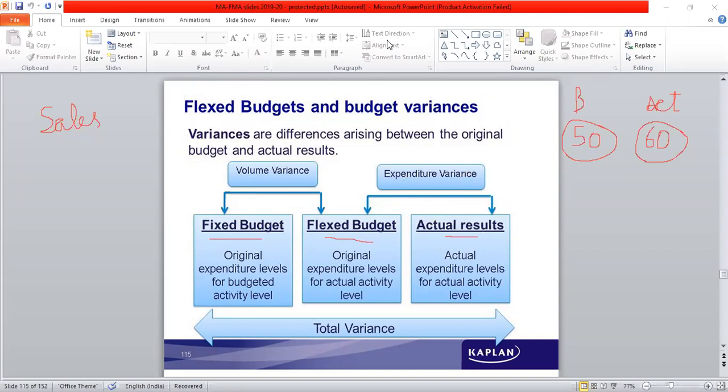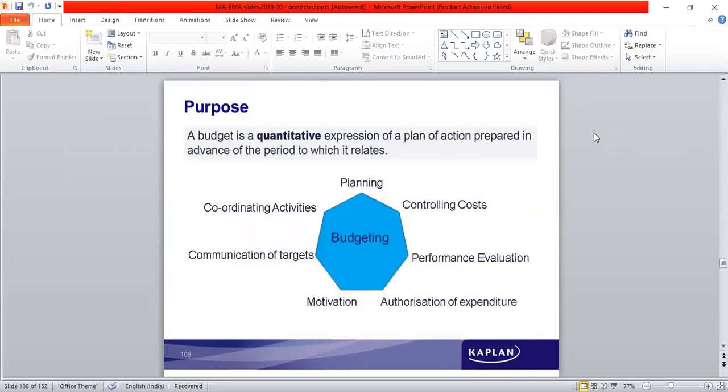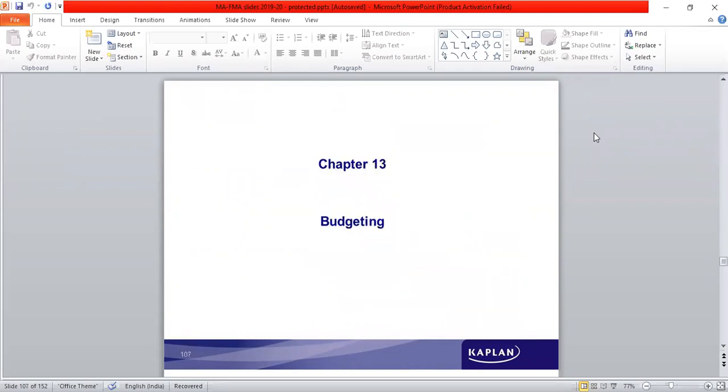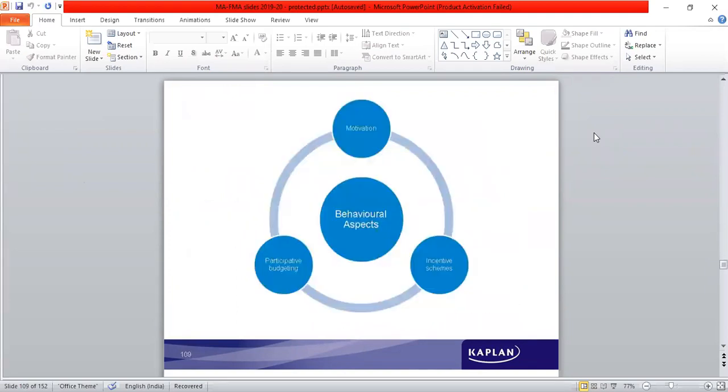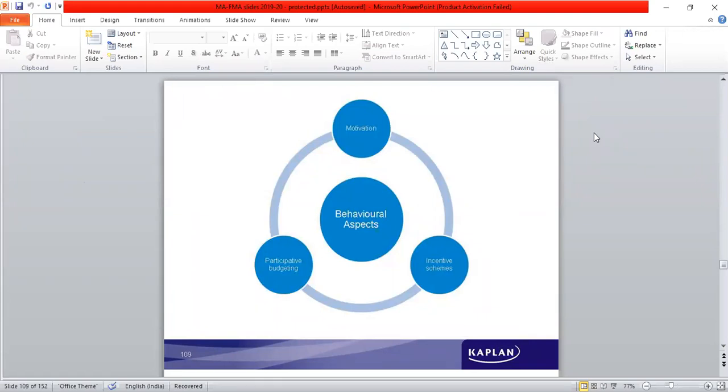So we'll move ahead. I have mentioned that we'll revisit one slide and then we'll come back to that slide. I was talking about there are behavioral aspects. There are three behavioral aspects: participative budget, then motivation, then incentive schemes. There are two types of budget preparation: one is the authoritative style of budget, and the other is the participative style of budget.